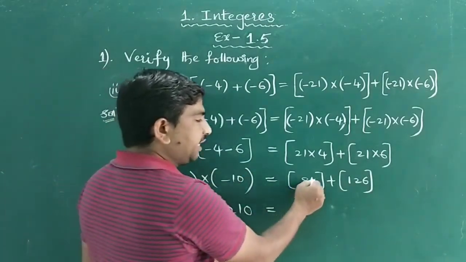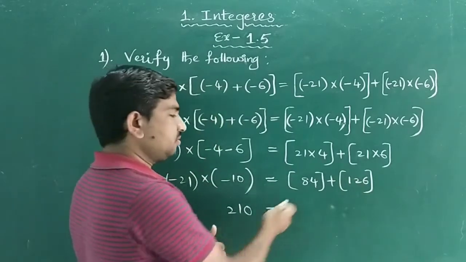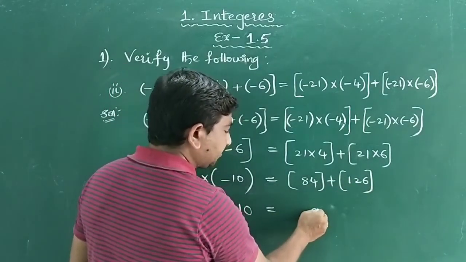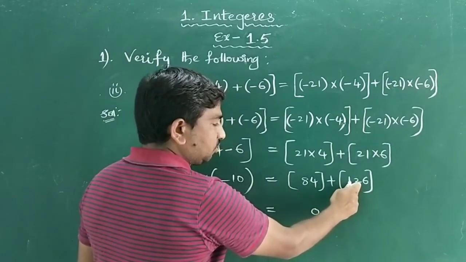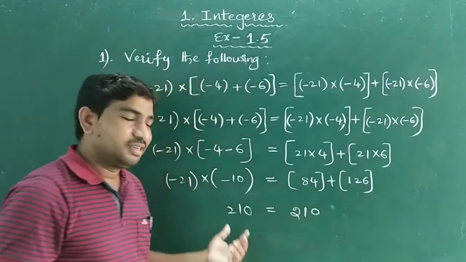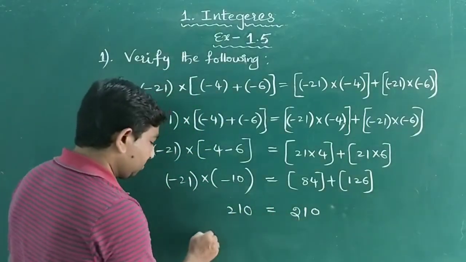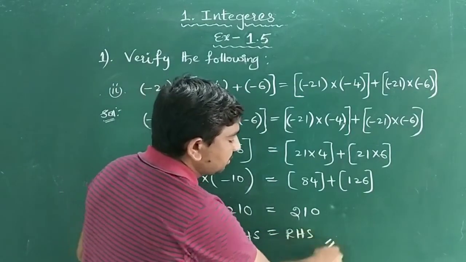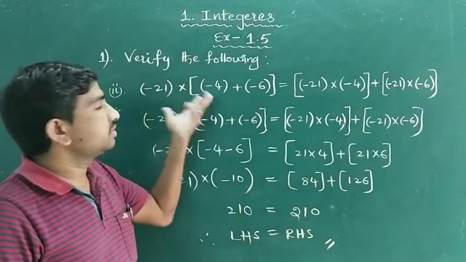So now 84 plus 126, we have to add them. 4 plus 6 is 10. Here 1 plus 2 is 3, plus 8 is 11. Here 1 and 2. See, observe, 210 is equal to 210. So therefore LHS is equal to RHS. So this is the verification of the second one.